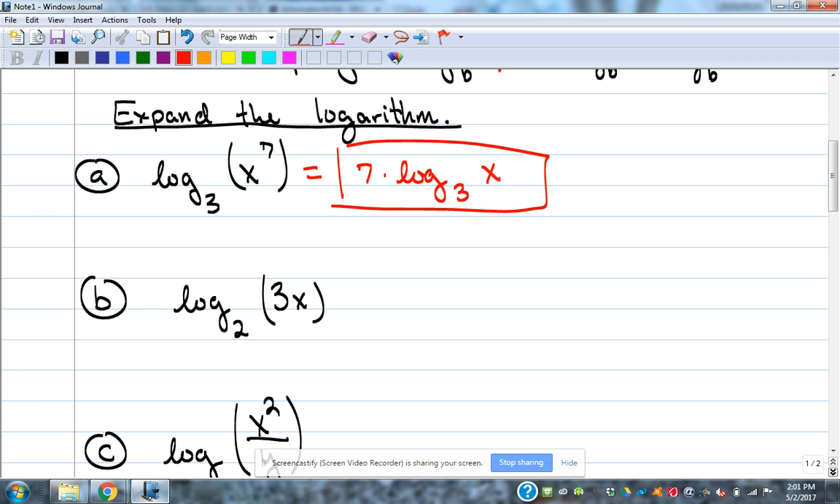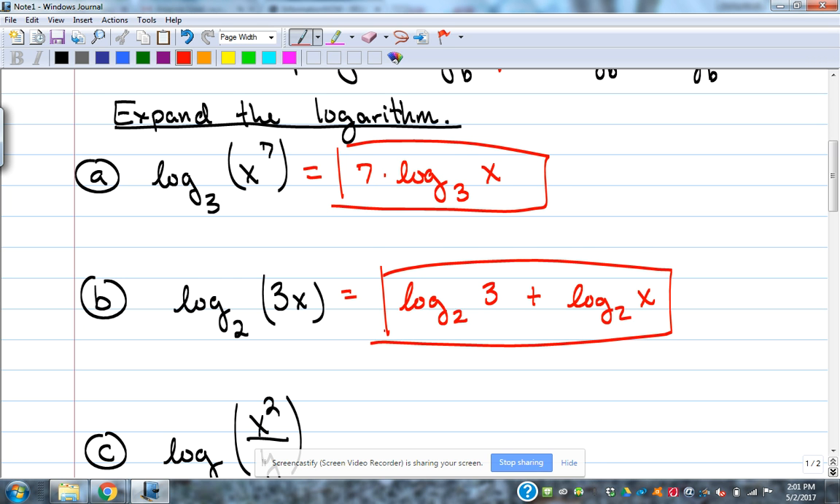On this one, what's going on between the 3 and the x? They're multiplying. So to expand that one, multiplication turns into what? Addition. So log base 2 of 3 plus log base 2 of x. It splits the log into 2 separate logs, one with each factor or part that's multiplied together. Okay. All right, so we've seen the power property. Here's the product property. Next is the quotient property.